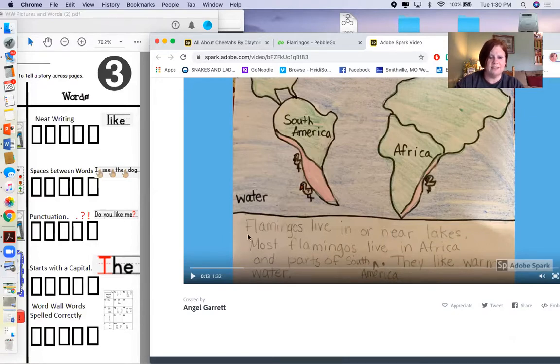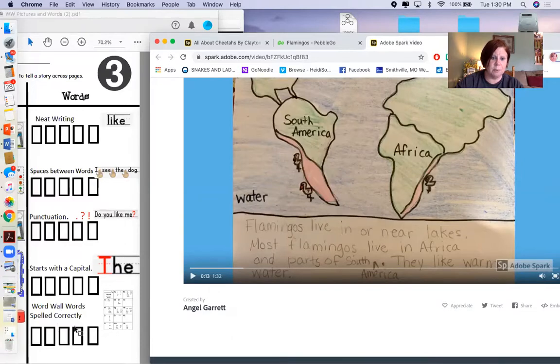Do my sentences start with a capital? Well, my F is capital. Here's a period, so then my M is capital. Here's some punctuation, so then my T right here is a capital. And I capitalize South America because that's the name of the country.